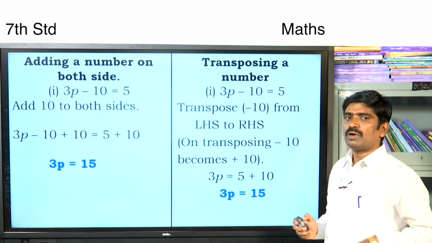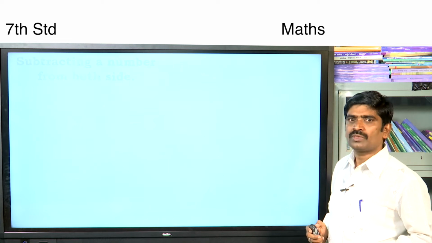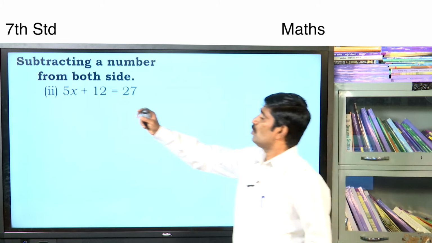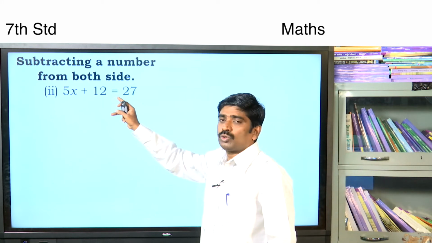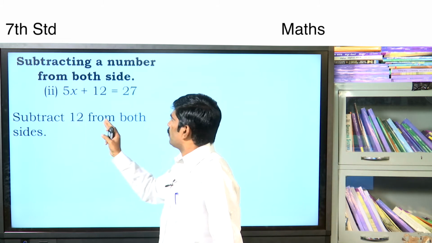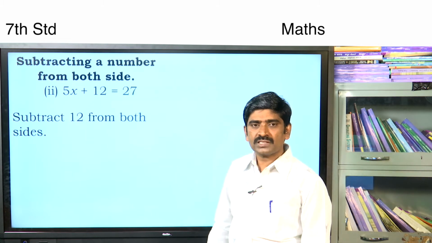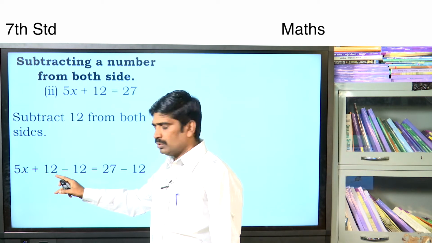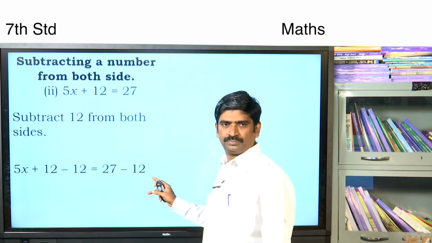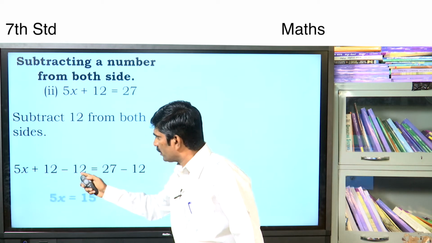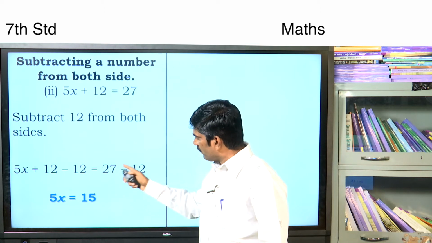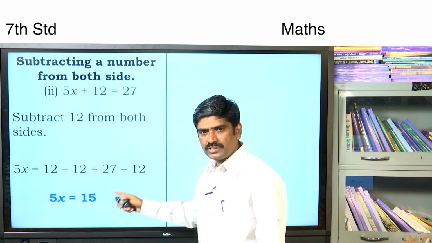Okay, next, what is the subtraction next? We subtract a number from both sides. That is 5x plus 12 is equal to 27. The first step is to subtract 12 from both sides. What happens? 5x plus 12 minus 12 is equal to 27 minus 12. That is plus 12 minus 12 is 0. Okay, that is 5x is equal to 27 minus 12. 27 minus 12 is 15.